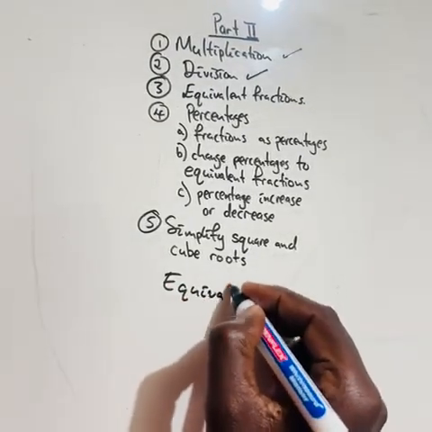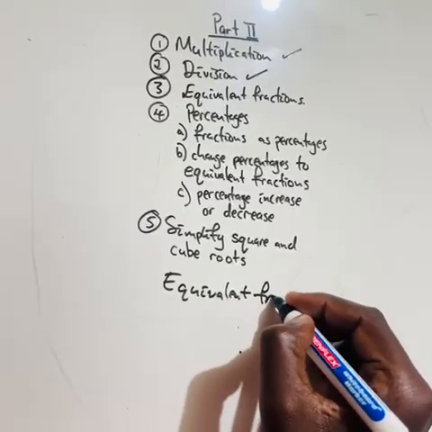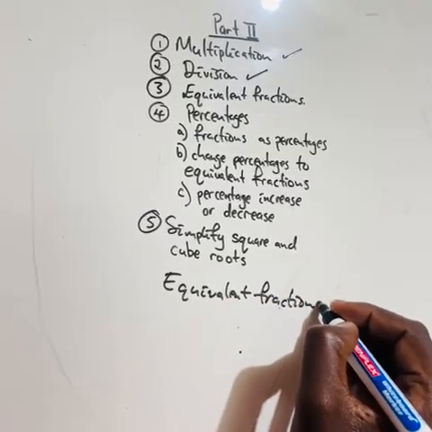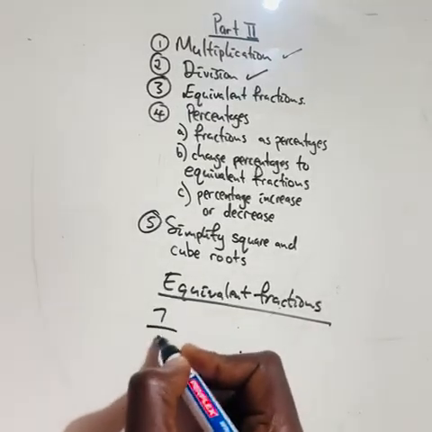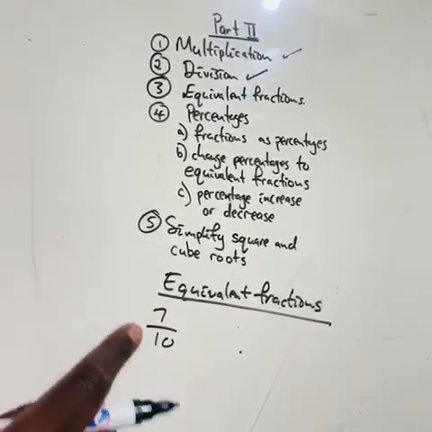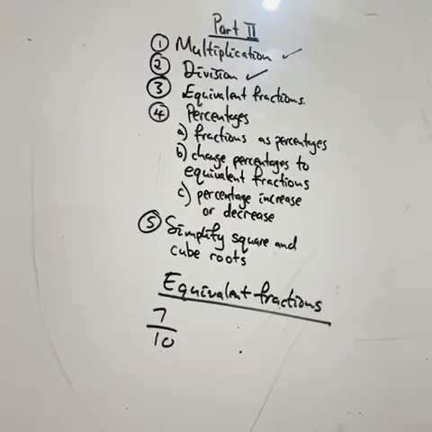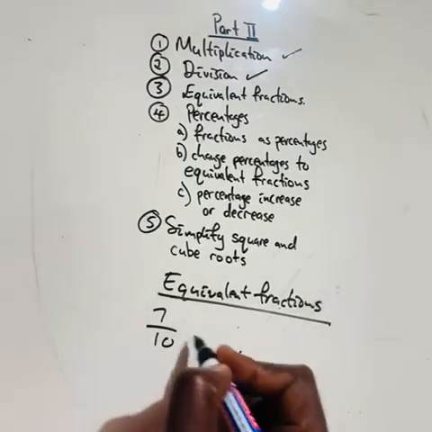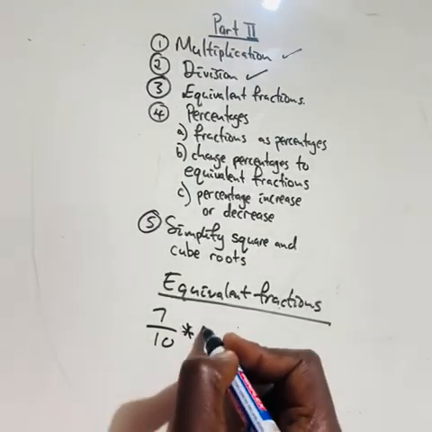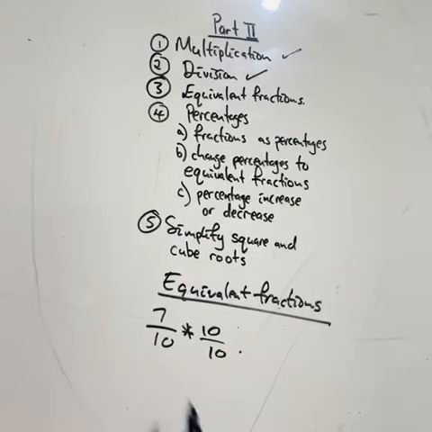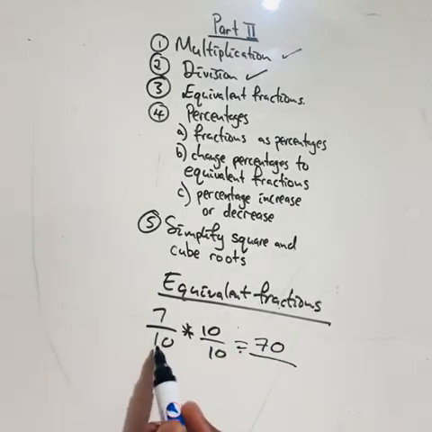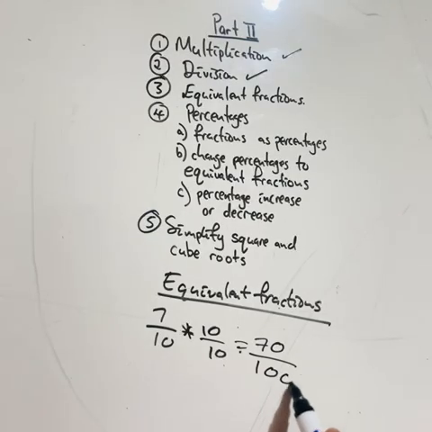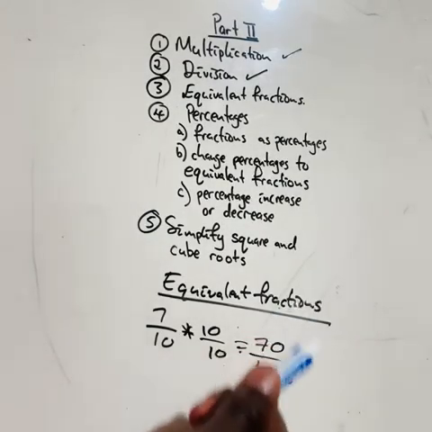Equivalent fractions. So if you're given 7 over 10, then they ask you which other fraction is equal to 7 over 10. Very, very simple. I'm going to come and multiply with my conjugate, 10 over 10. 7 multiplied by 10 is equal to 70 over 10 multiplied by 10 is equal to 100. I got 70 over 100.